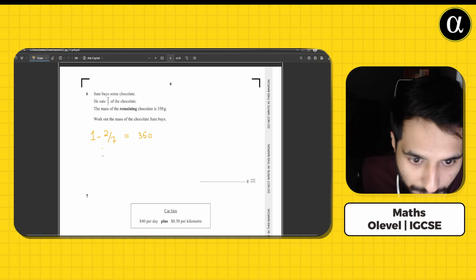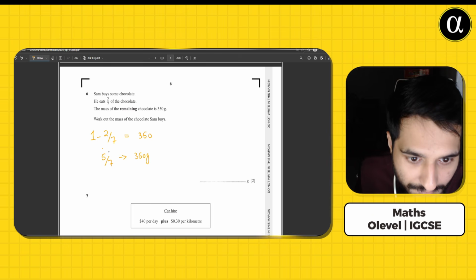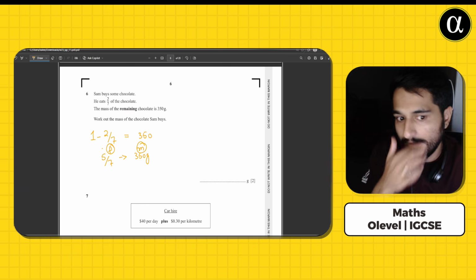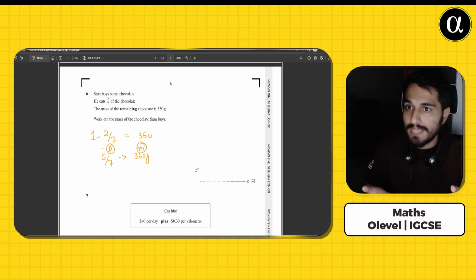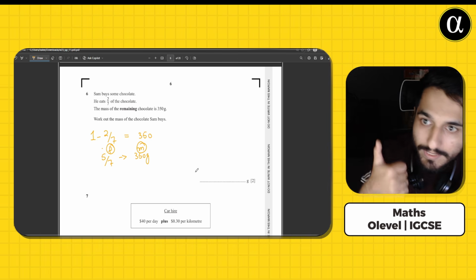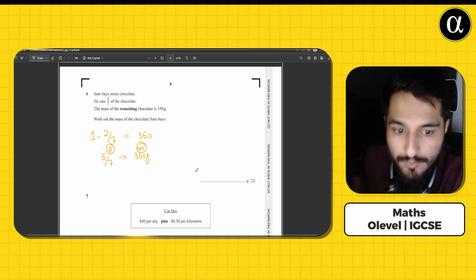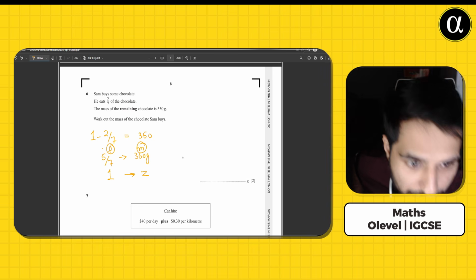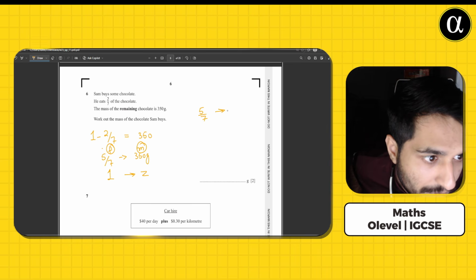The remaining chocolate is going to be what? That is going to be 5/7, and that is equivalent to 350 grams, right? So this is the fraction and this is the mass, right? Now what's the next part? It says work out the mass of the chocolate that Sam buys. So what did Sam buy? He bought what he ate and what he did not eat. So that results in the fraction 7 over 7, which is 1 itself. So 1 is equivalent to the unknown amount that we're supposed to find. So what this will result in is 5 over 7 equals 350.